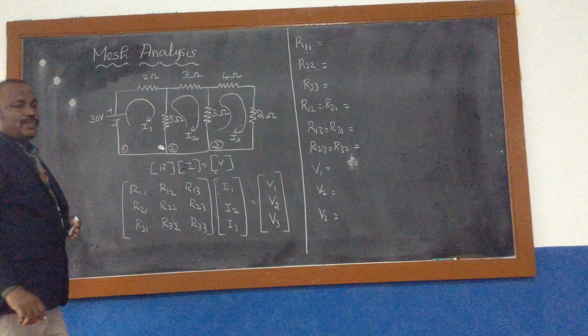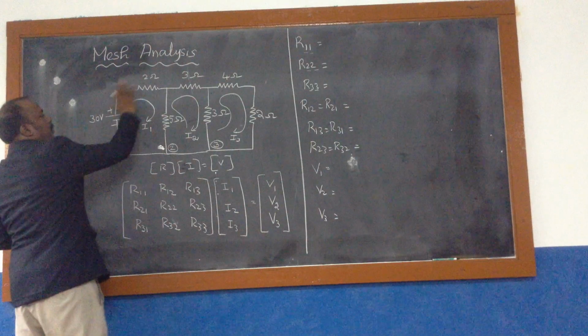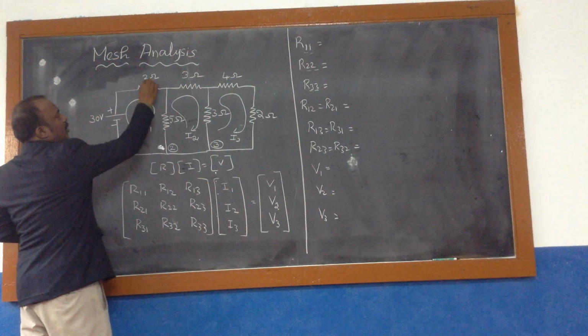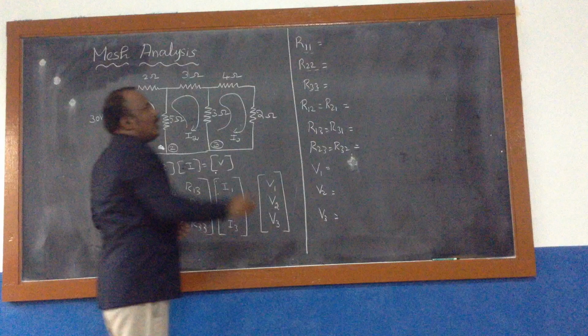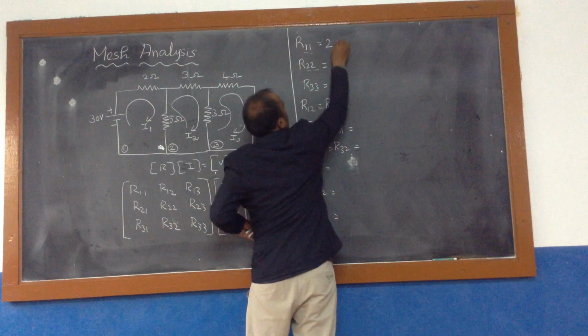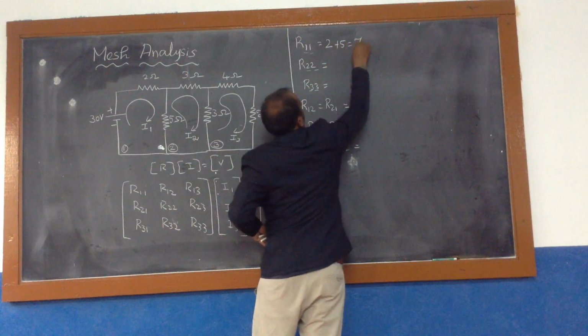Now, R11 means the first loop alone. In the first loop alone, how many resistors are there? A 2 ohm resistor and a 5 ohm resistor. You add them: 2 plus 5 is equal to 7.